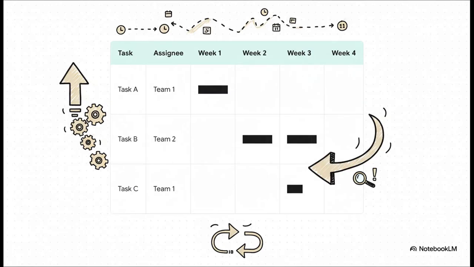Okay, so let's break down how this works. It's actually pretty simple. Down the left side, on that vertical axis, you've got your list of tasks and who's responsible for them. Then, running along the top, that's your timeline. Could be days, weeks, whatever you need. And the bars, they show you how long each task is supposed to take. So you can see right away that task B is assigned to team 2, and it's set to happen during weeks 2 and 3. It's clean, it's simple, and it's a surprisingly powerful way to see the whole picture.